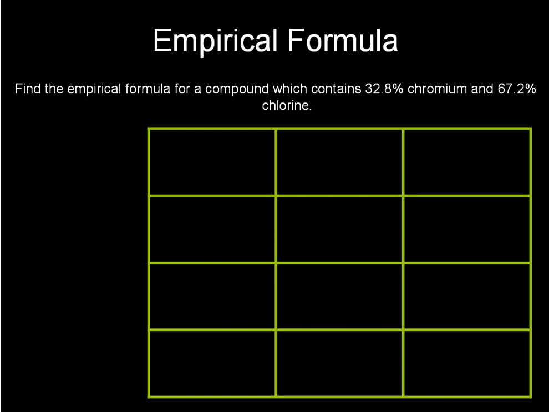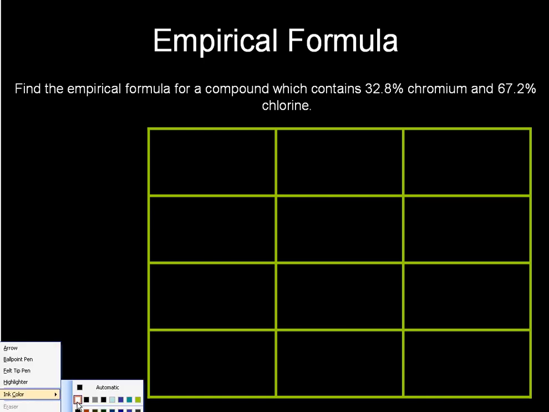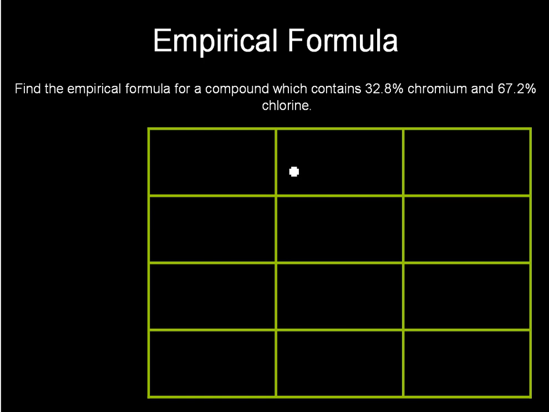Okay, for the empirical formula, what we have in the percentages is the ratio between the masses of the elements. What we need to have instead is the ratio between the moles. But we can calculate moles from masses, yes?